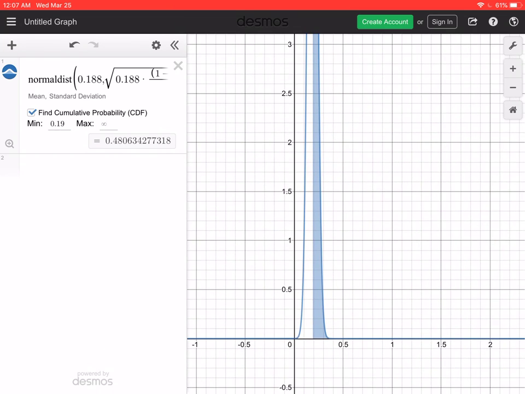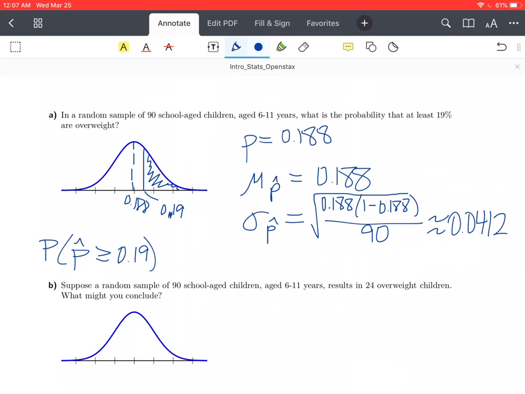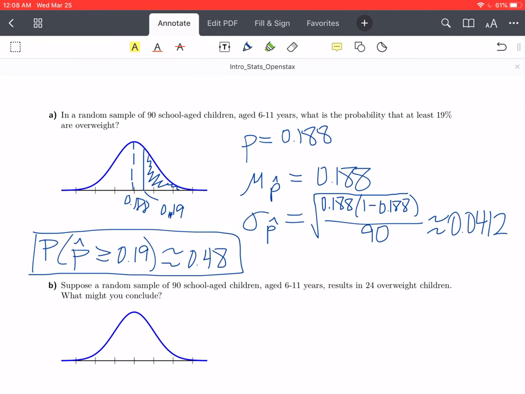Okay, so there we have our area. Looks like almost half, right? And in fact, if we look at the number there, we get about 0.48. So this value is approximately 0.48. So about 48%. So the probability that at least 19% of them are overweight is about 48%.